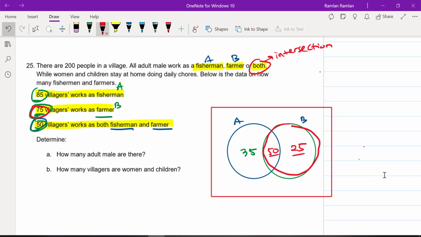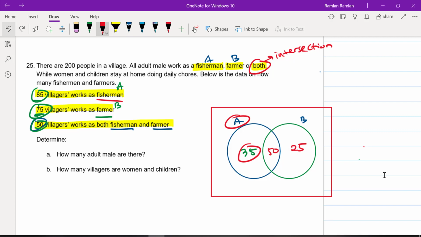So that's it, okay? So what does that mean? In terms of how many people work as a fisherman, farmer, or both, you can see here that this 35 is the people that work only as a fisherman. This 50 work both as fisherman and farmer. This 25 works only as a farmer, right?